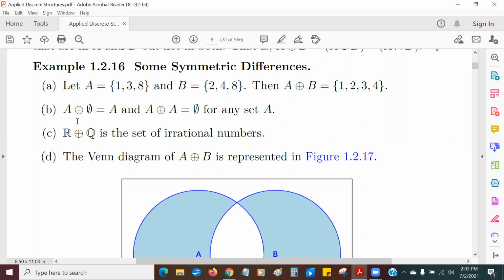And the symmetric difference of A with the empty set is A. The symmetric difference of A with itself is the empty set. Again, very Zen-like, but very true.